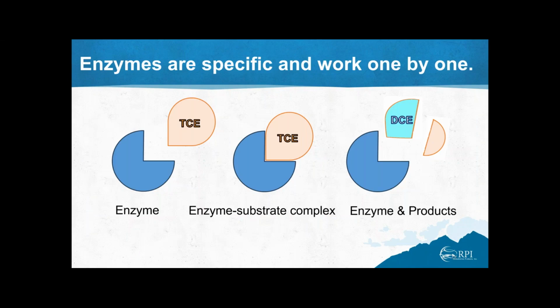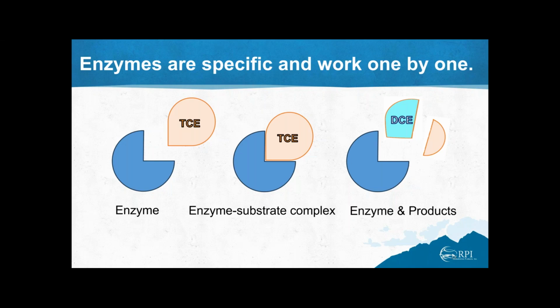So enzymes are specific. They work one by one. This is a kind of picture many of you have seen multiple times, I'm sure. But an enzyme has a very specific three-dimensional shape, which can bind a molecule, such as, in this case, TCE. And once it binds that molecule, it changes the energy necessary to carry out a reaction. And in this example, you see TCE binding as the enzyme substrate complex, then breaking off and spitting out DCE.